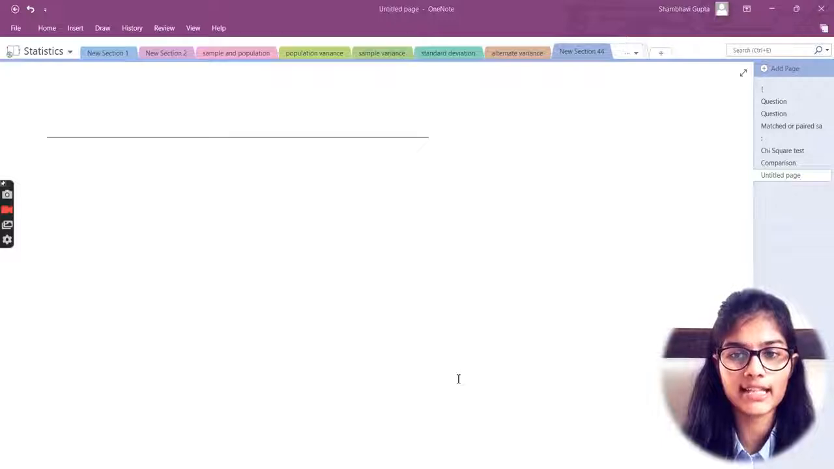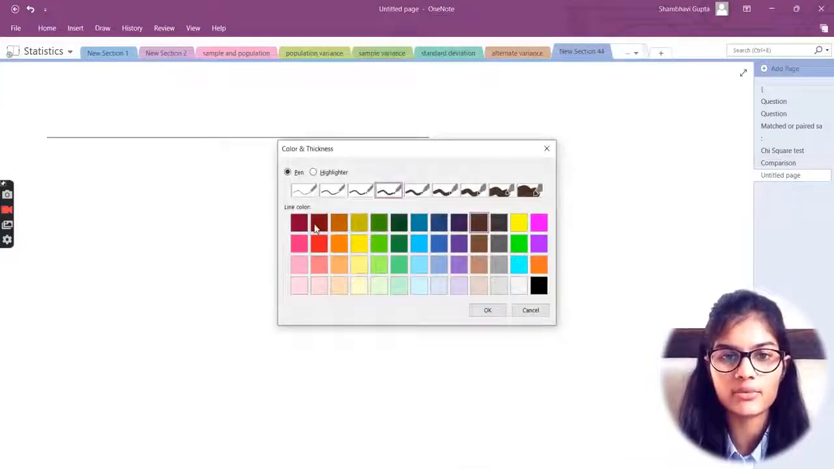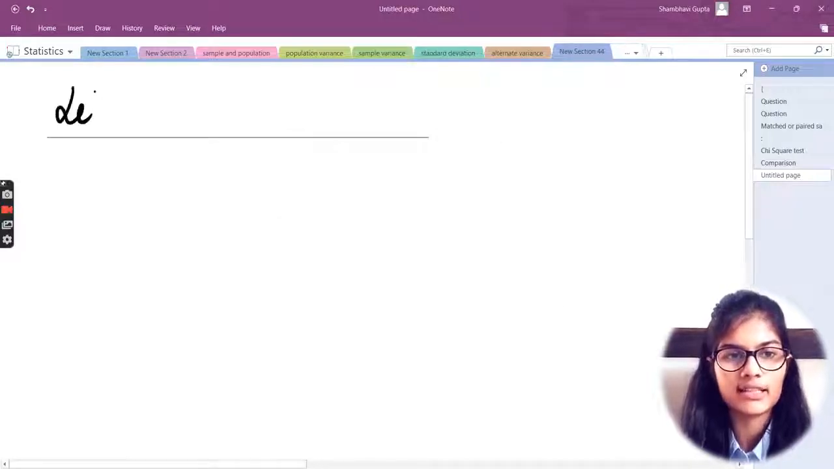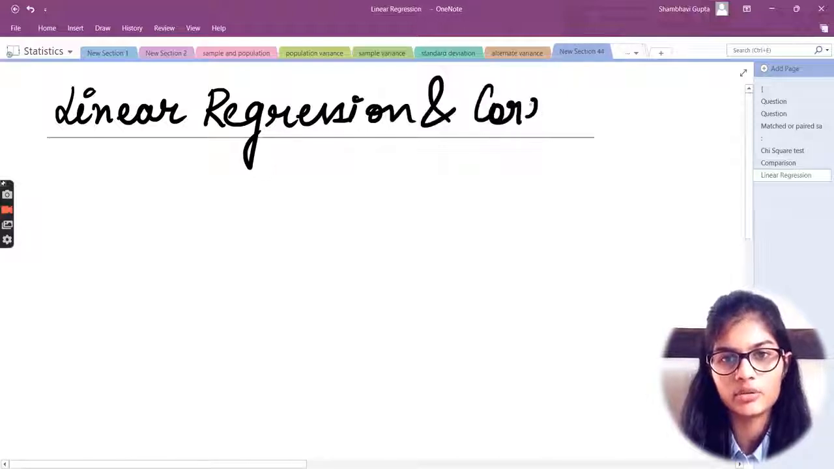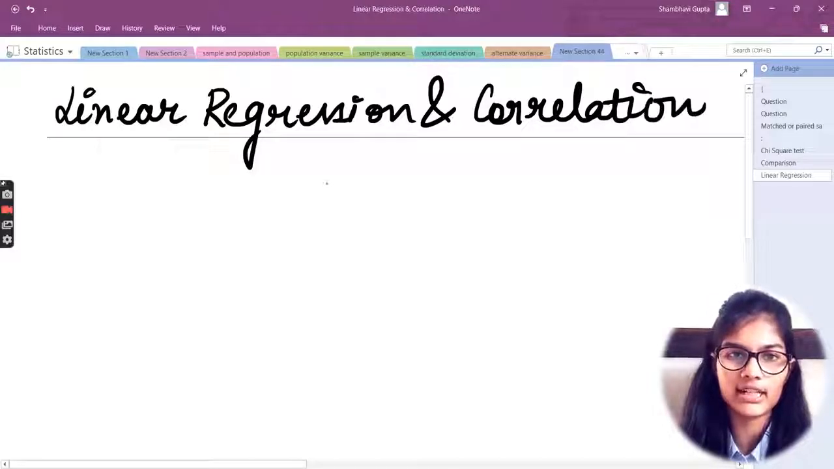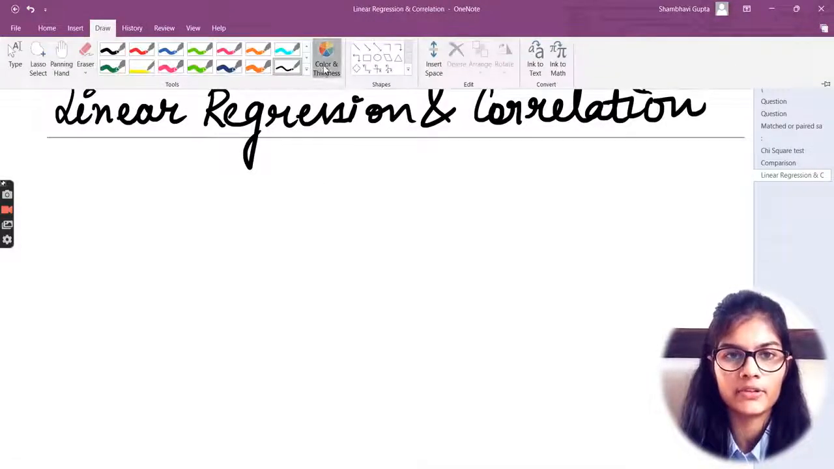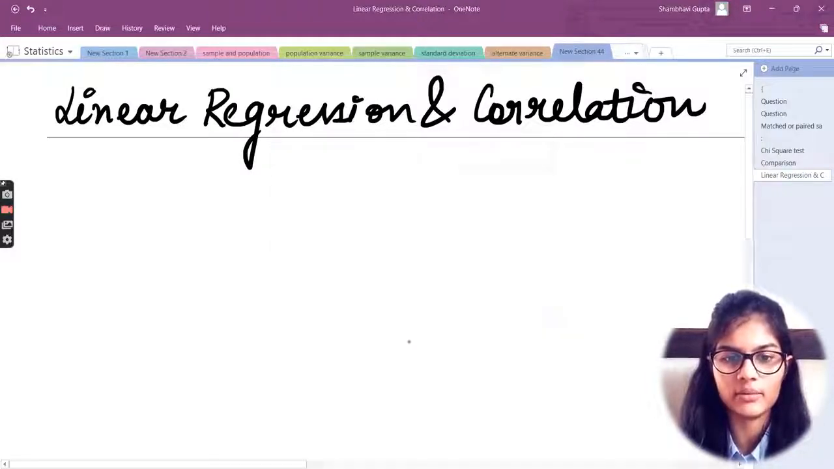So from today we are going to start a new topic, and that's linear regression and correlation. Let me quickly put on some heading right here. After that I will be discussing this. So it goes: linear regression and correlation. This is the topic that I am going to follow up here.